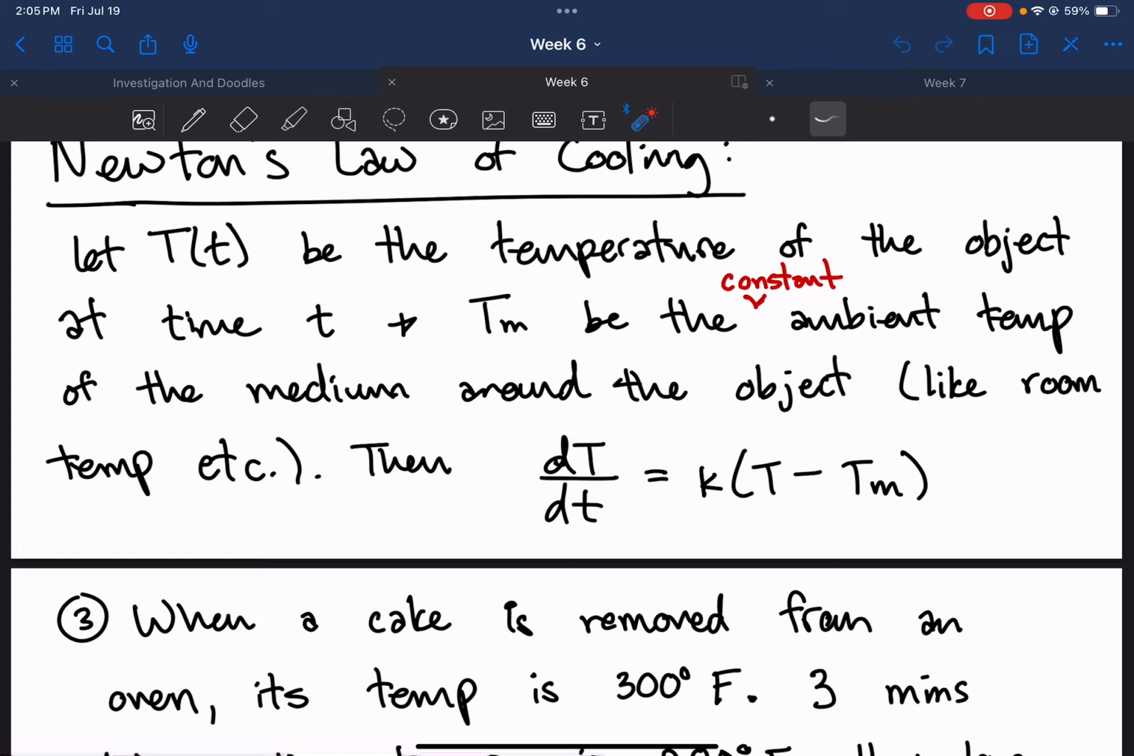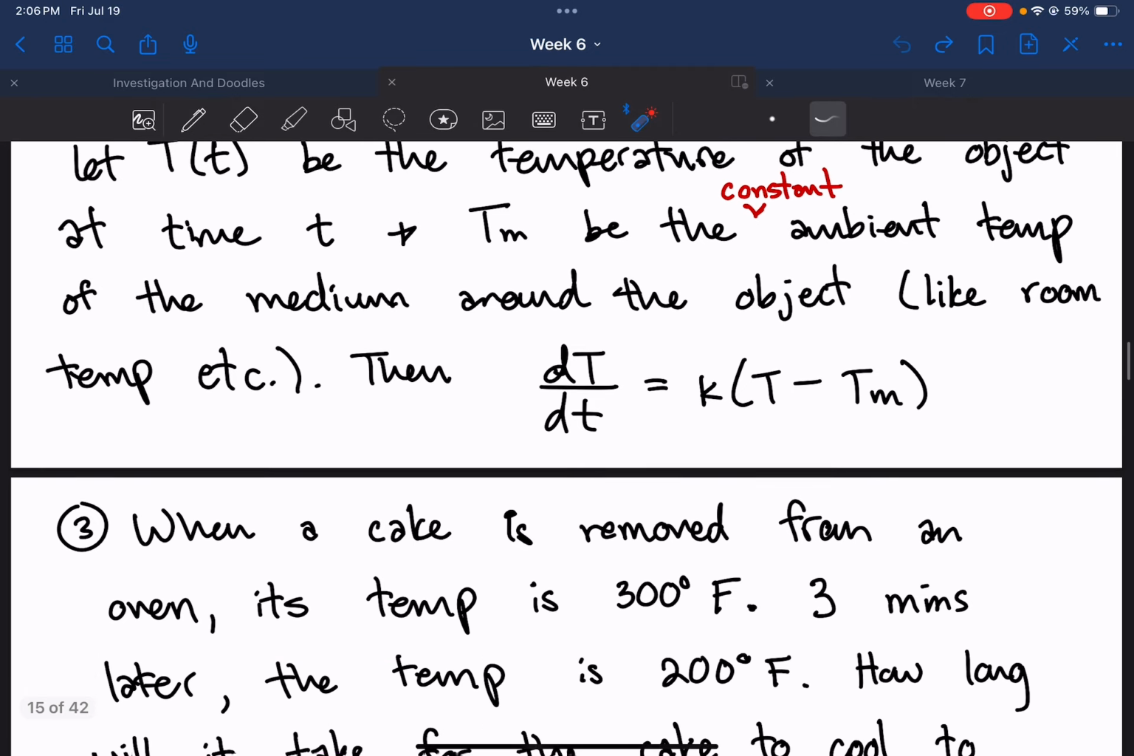So what this means is, if the temperature of the object and the ambient temperature are extremely far apart, you're going to grow or decay faster than if the temperatures were closer together. Let's look at an example.